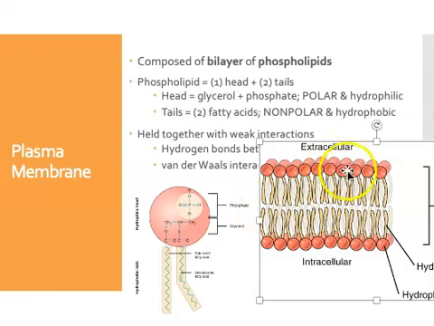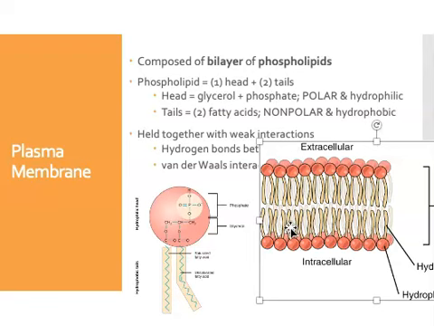Remember, these individual phospholipids are not attached to each other with covalent bonds. They are simply attracted to each other. All of the heads stay together because they are all polar. All of the tails stay together because they're all nonpolar. Hydrogen bonds hold the heads together. Van der Waals interactions hold the tails together.